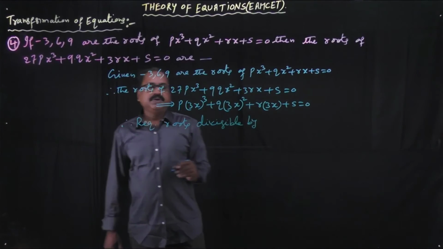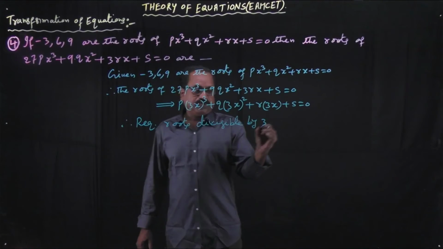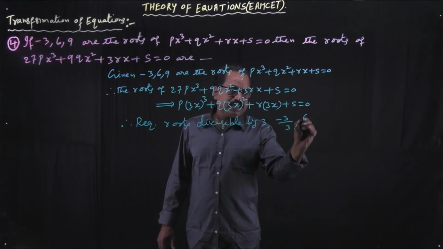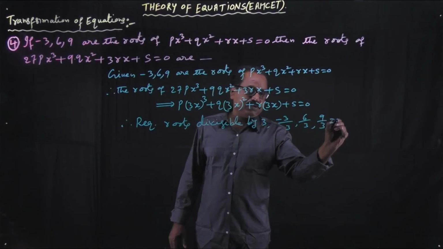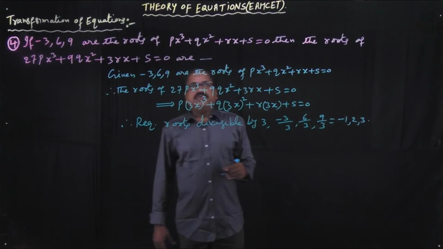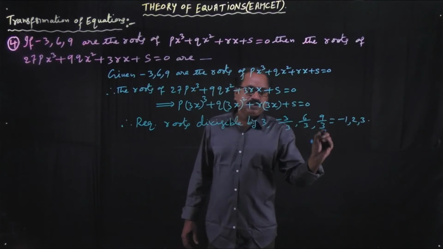Required roots divisible by 3. So therefore, minus 3 by 3, comma, 6 by 3, comma, 9 by 3, that is equal to minus 1, 2, 3. Therefore, required roots are minus 1, 2, 3.